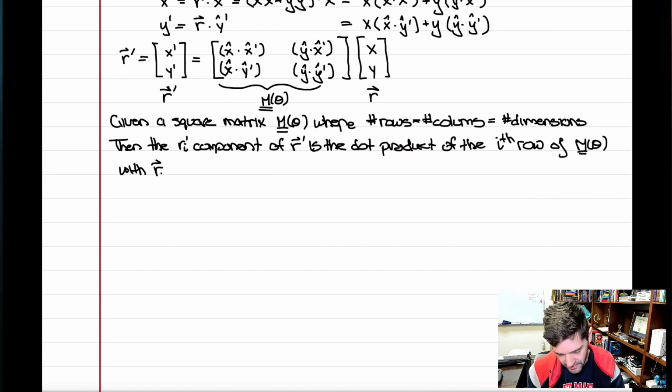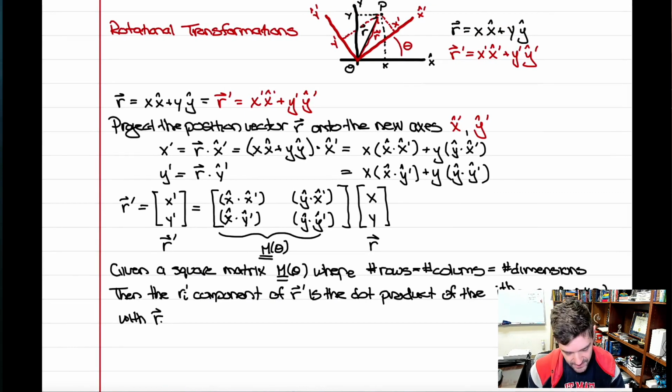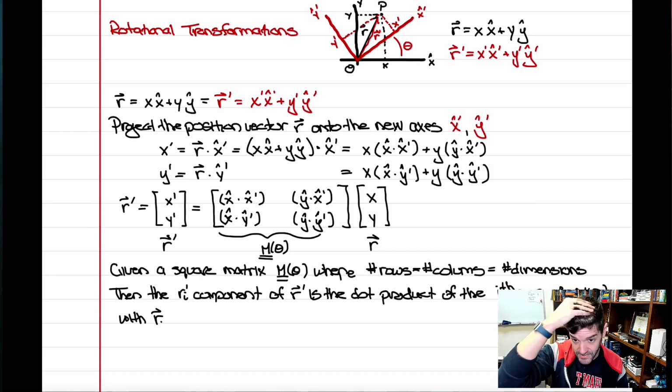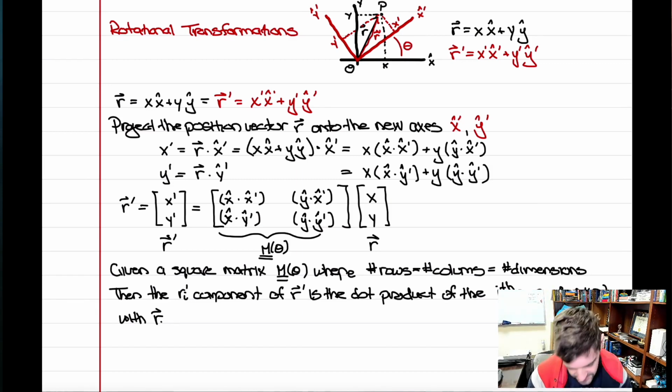So that's the machinery. I still need to evaluate what all these dot products are. And again, presumably it connects in some way to theta, how I've rotated the two axes. So I need to compute what these dot products are. But that is actually not too bad.